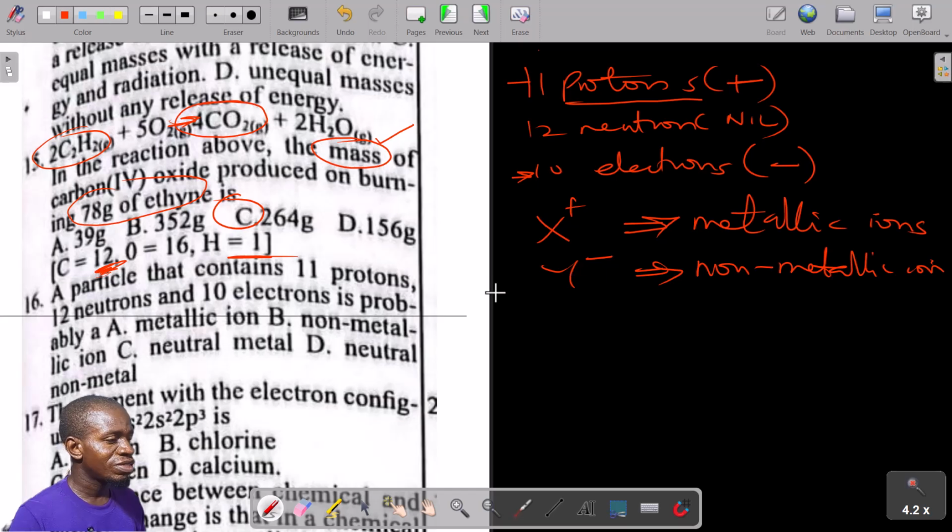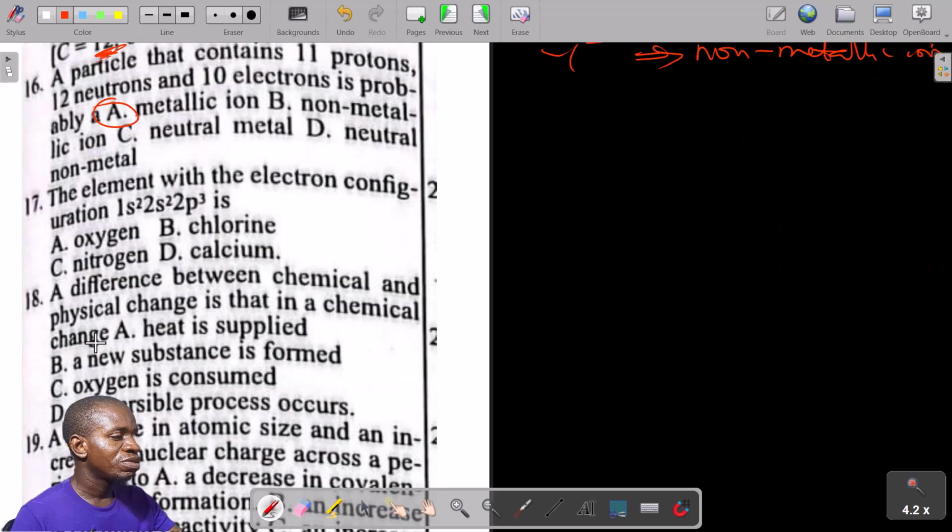So what is the answer to this question? The answer is option A. So pick one. Now the next question says the elements with the electronic configuration.